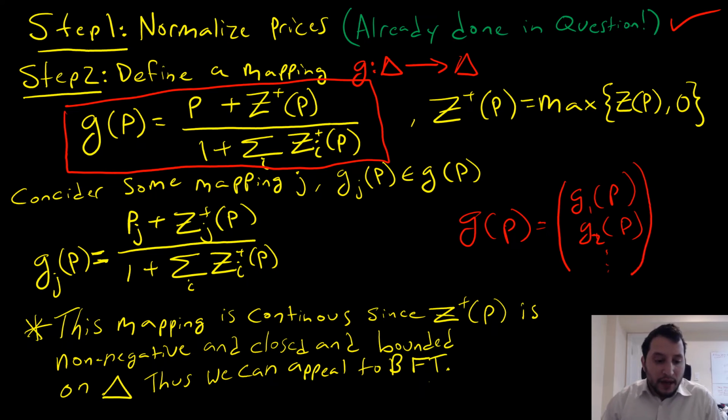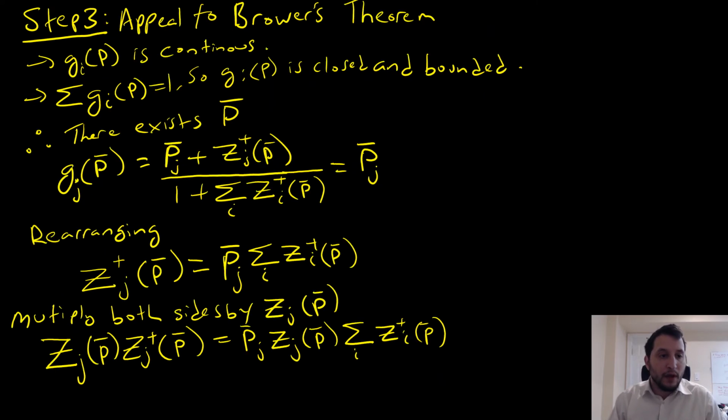This mapping is continuous, since this z plus term is non-negative, and it is closed and bounded on our price simplex. Thus, we can appeal to Brouwer's fixed point theorem, which is our step number 3. We can do this because G_i, as previously stated, is continuous, and the sum of these terms sums to 1, so it's closed and bounded. Therefore, we can say that there exists a p bar such that if we plug in this p bar, we would spit out a fixed point for itself.